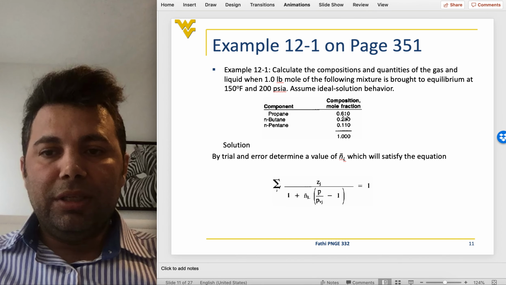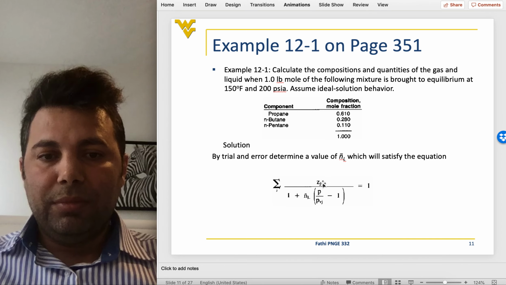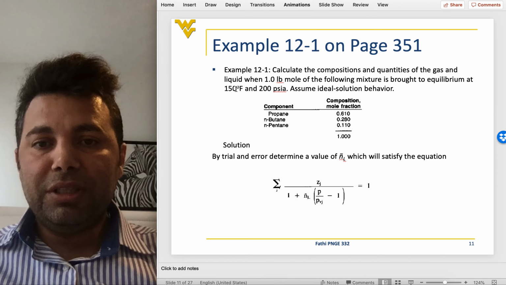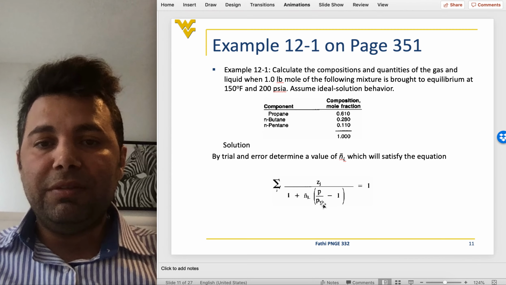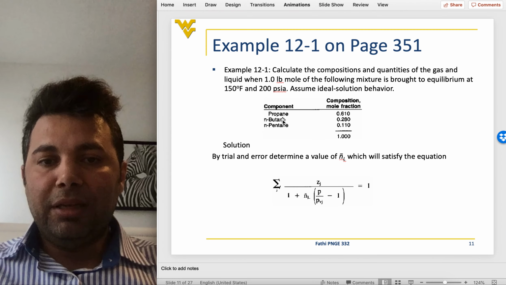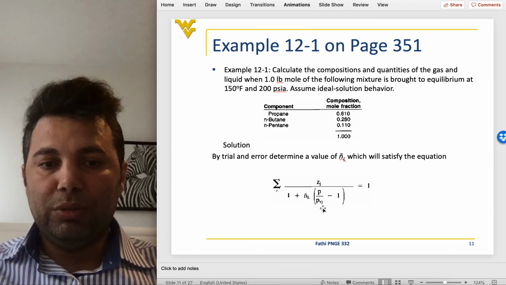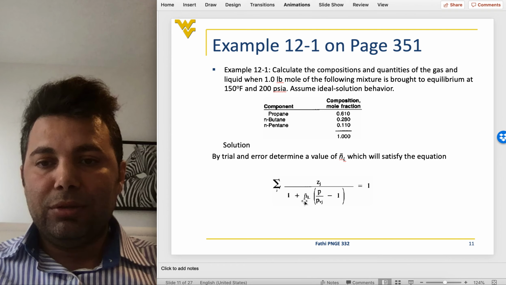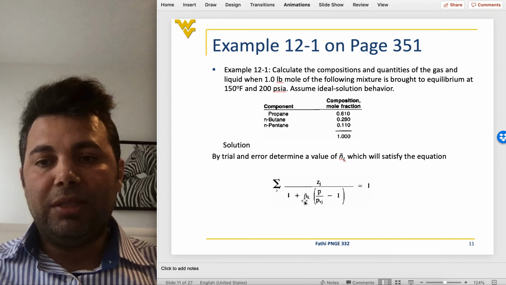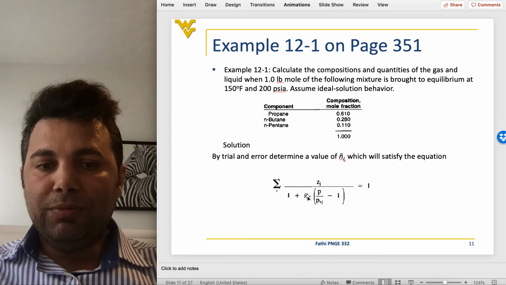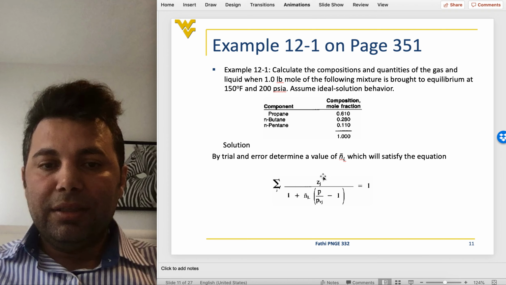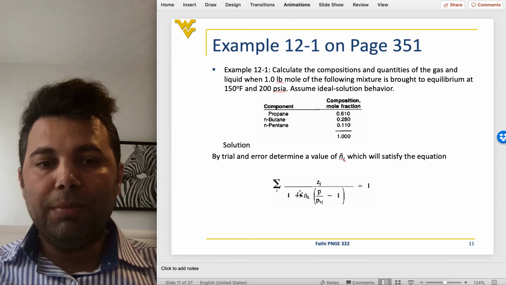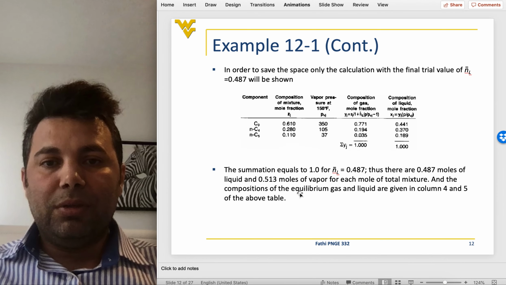The Zjs are these mole fractions in the mixture. These are given. Pressure is given, 200 psi. PBj, the temperature is given, so I can go to the Cox chart and read the PBj, the vapor pressure for propane and butane and n-pentane. So that I can find. So I just need to know the NL. So I'm going to guess the NL value. I assume, let's say it's 0.5. So if it's 0.5, then I can calculate this ratio for every component, and then I can sum them up and see if it's equal to 1 or not. So let's do that.